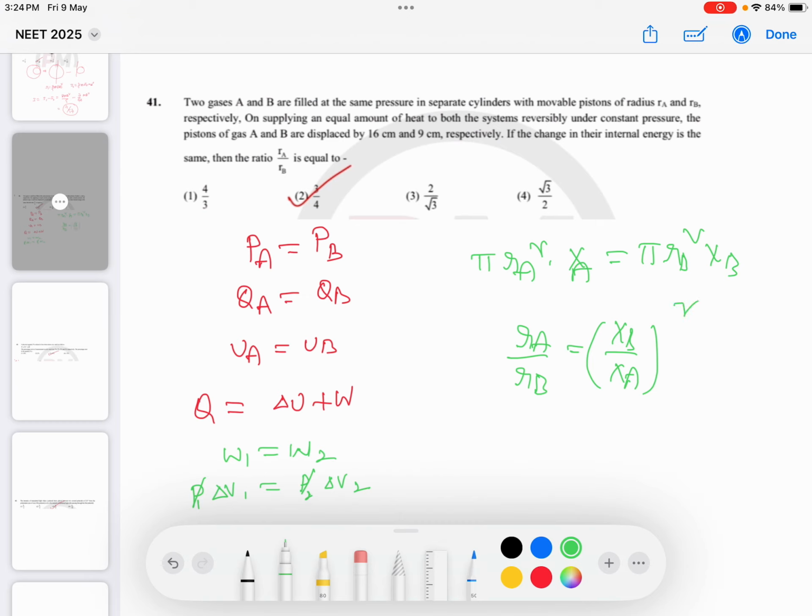Square is whole power 1 by 2. They are giving 16 and 9. 9 is nothing but B square, particularly B whole power 1 by 2. So 9 divided by 16 whole power 1 by 2, which is equal to 3 by 4. Option number 2 is correct. That is your answer.